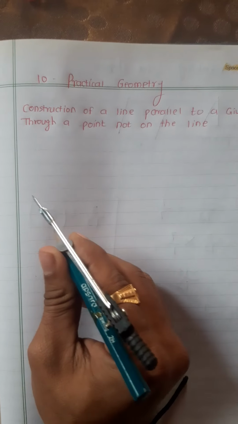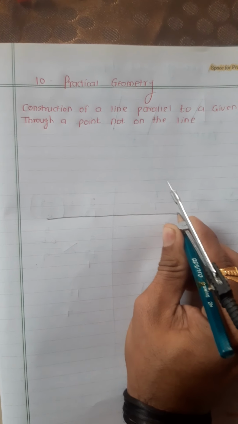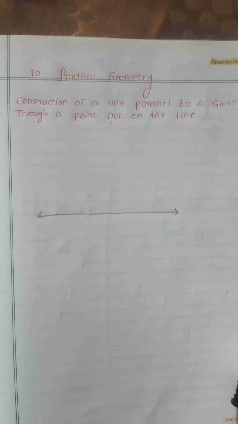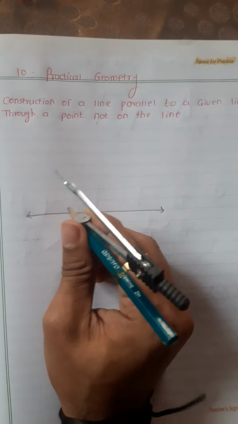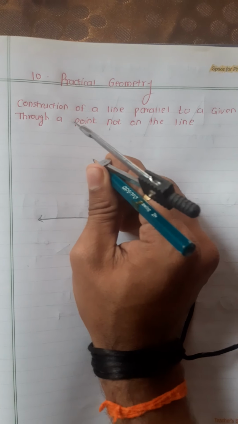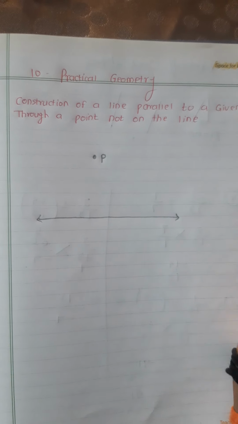First of all, our first step is we have to draw one line. So draw one line like this. Use your scale. I'm not using a scale right now, but you should. Draw one line and take a point outside. Suppose I have taken an outside point, P. That point is P, outside the line.